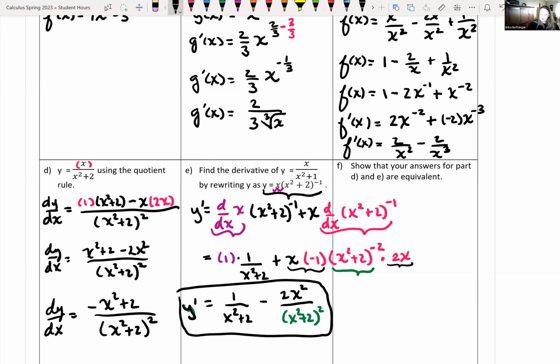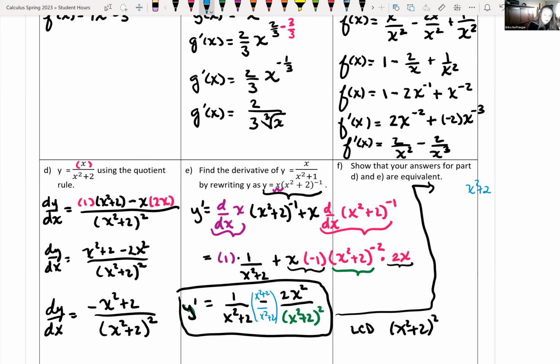Part F wants you to show that D and E are equivalent. In order to show that they're equivalent, I'm going to need a common denominator. My LCD, I notice, is x squared plus 2 quantity squared. So let's multiply that first fraction by x squared plus 2 over x squared plus 2, a fancy one. Doing that, I would get in the numerator x squared plus 2 all over my LCD, x squared plus 2 quantity squared, minus 2x squared. So that was just getting a common denominator and rewriting it as a single fraction.